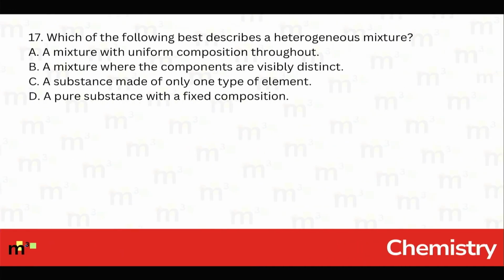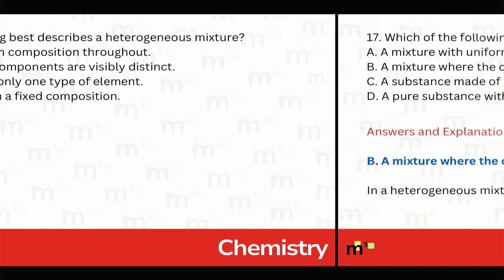Next, number 17. Which of the following best describes a heterogeneous mixture? A. A mixture with uniform composition throughout. B. A mixture where the components are visibly distinct. C. A substance made of only one type of element. Or D. A pure substance with a fixed composition. The answer here is B. A mixture where the components are visibly distinct.